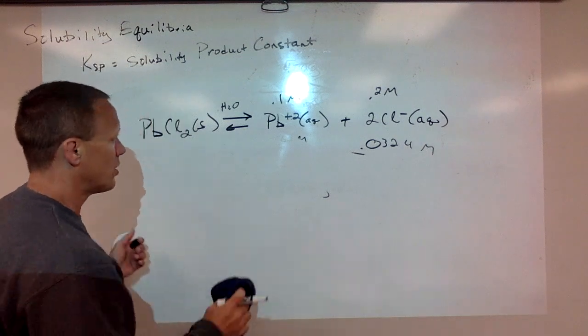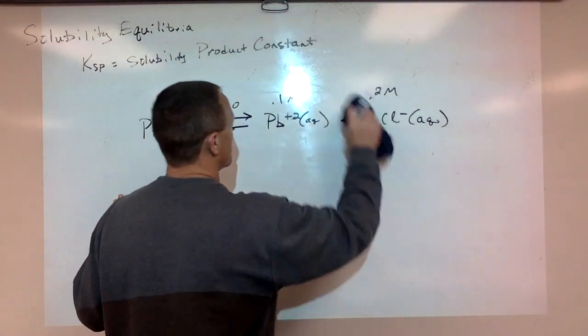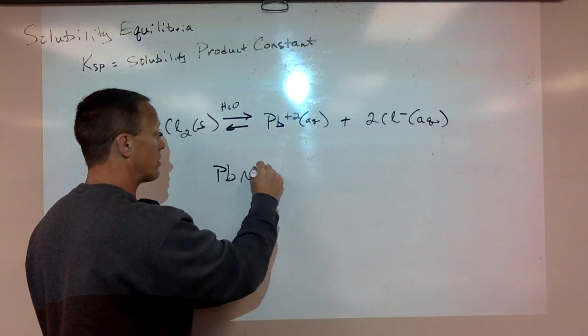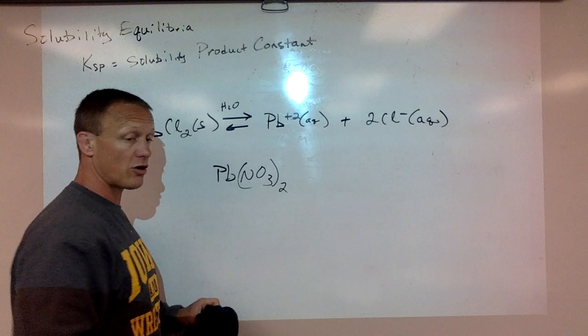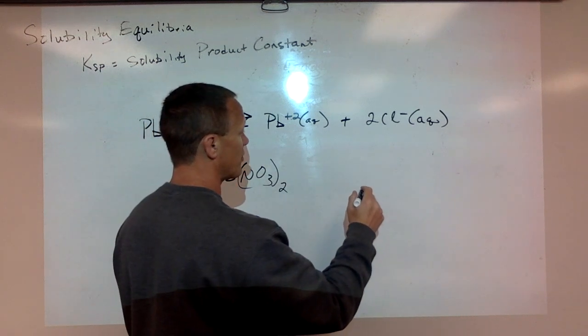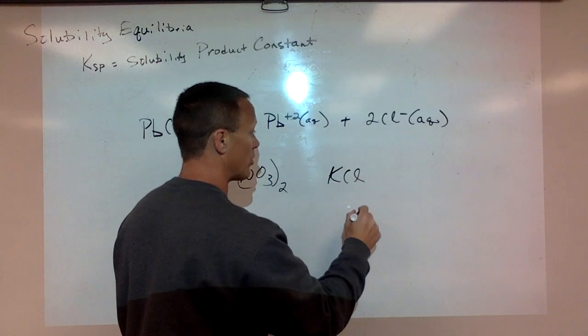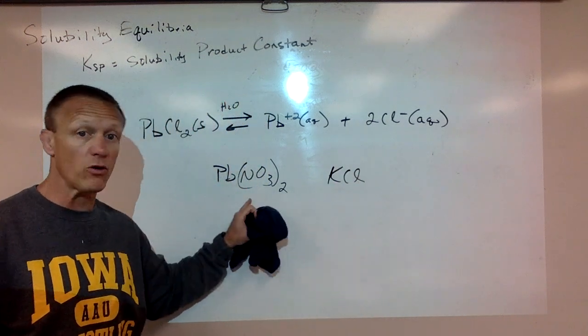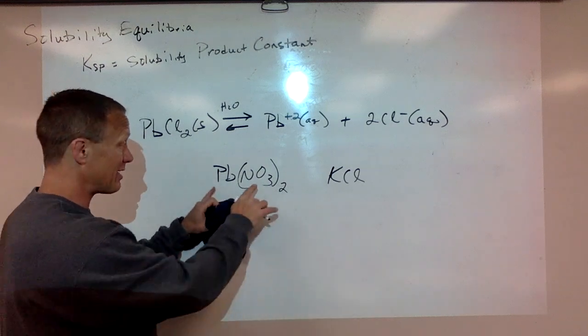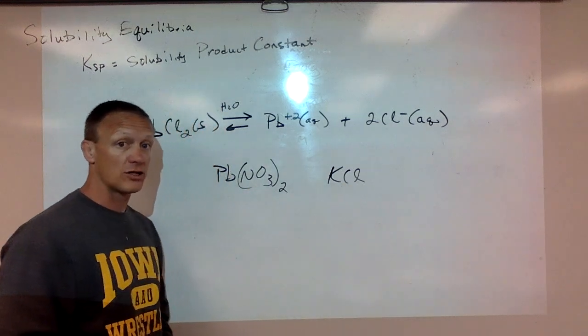Real quick here, this is kind of the way we'll use this. Let's say we have some lead nitrate, which is soluble. It's got nitrate in it, so it completely dissolves. And let's say we have some potassium chloride, which is completely soluble also. So there would be no KSP values for these. It would be very large KSP values if there were, because these completely dissociate and dissolve.